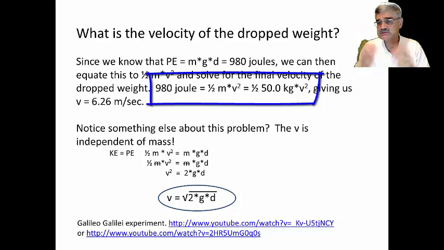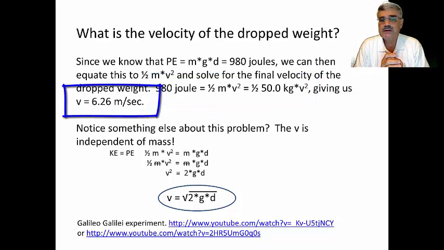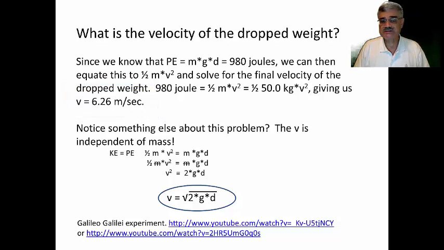And then if we just solve for velocity, do a little math, we would calculate that the final velocity of the weight of the barbell when it falls down would be 6.26 meters per second. It's falling pretty rapidly. But the important thing that you might notice in this problem is that the velocity of the falling object is independent of the mass of the object.